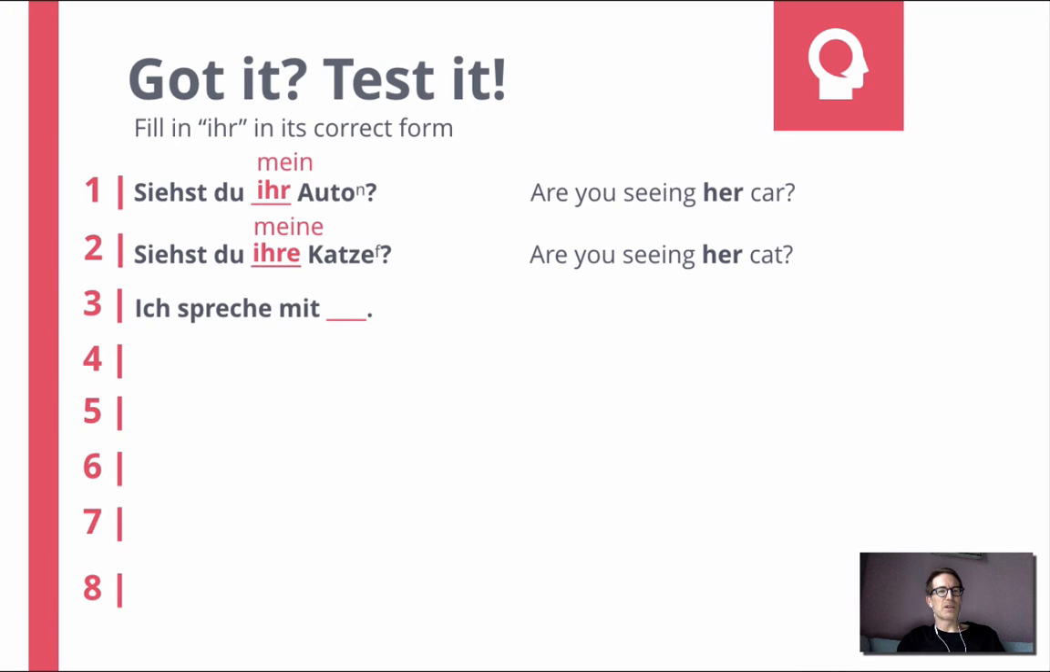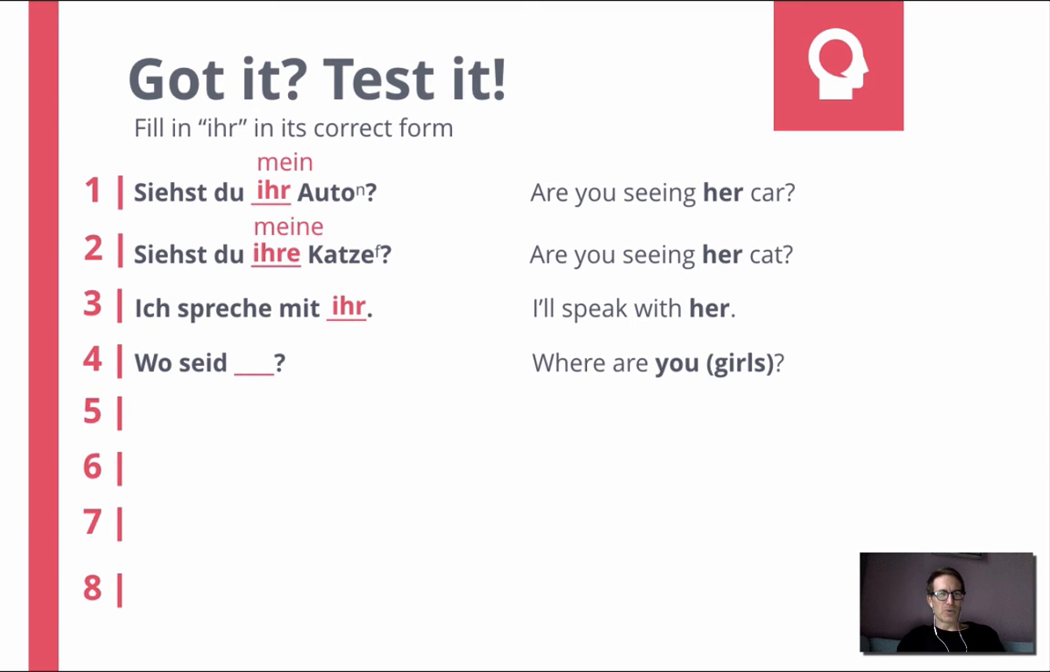Next one. Ich spreche mit. So after the gap, which is one form of ihr, there is no noun following. I'll speak with her. If there's no noun following, remember what we do, what strategy we apply? We simply put an ihr there, no ending. As we are not speaking directly to a person we are formal with, we have a her situation, so the ihr is lowercase. Next example, number 4.